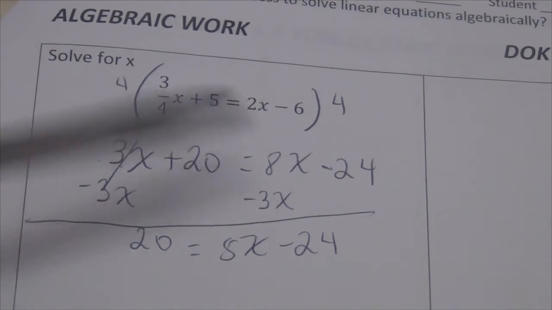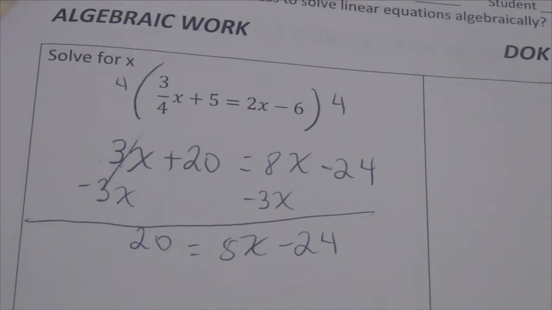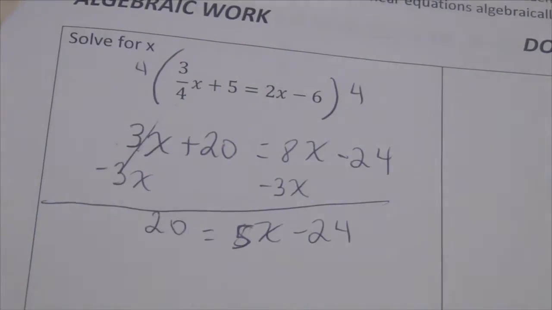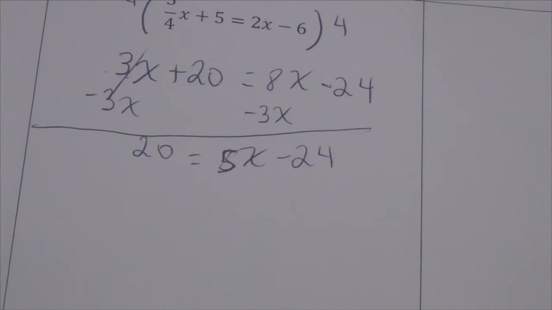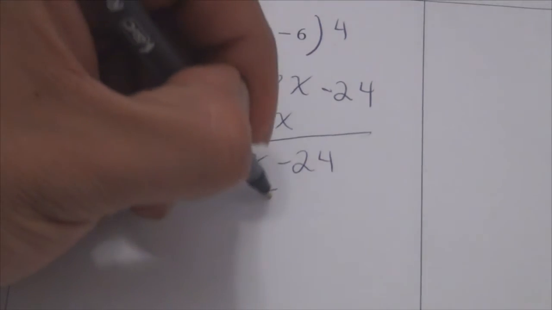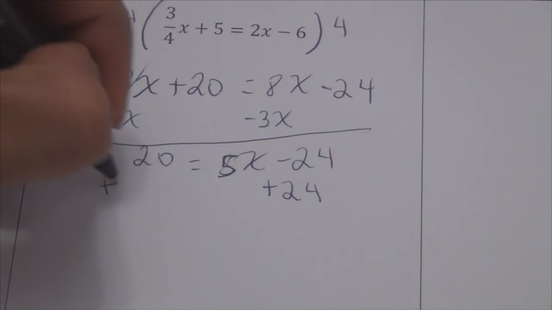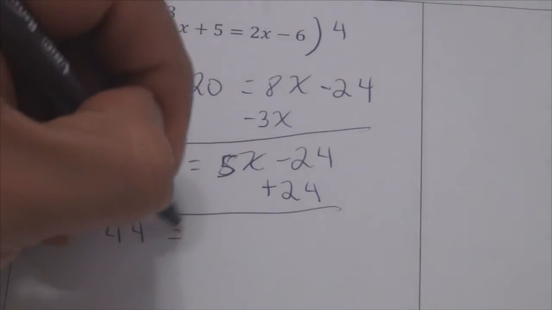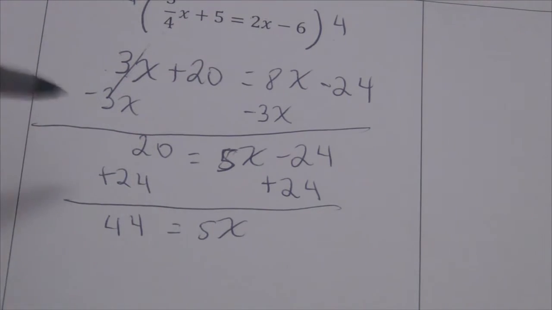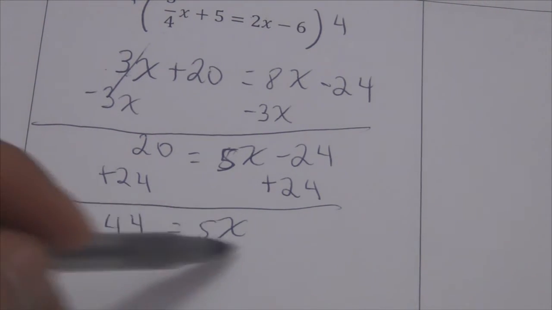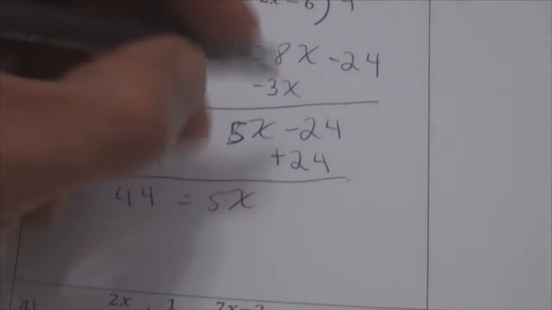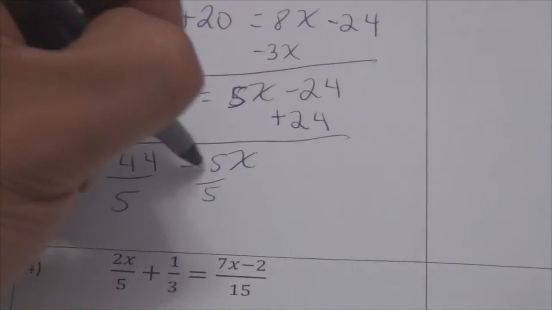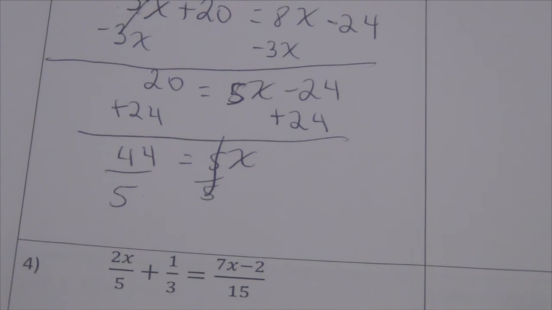So cancel out the 3x's. 8x minus 3x is 5x. Okay. And now what? Additive inverse? Sure. And now I'm going to use the multiplicative inverse. Or if you want to, in this case, you want to divide by 5? Fine, divide by 5. So we got x equals 44 over 5.